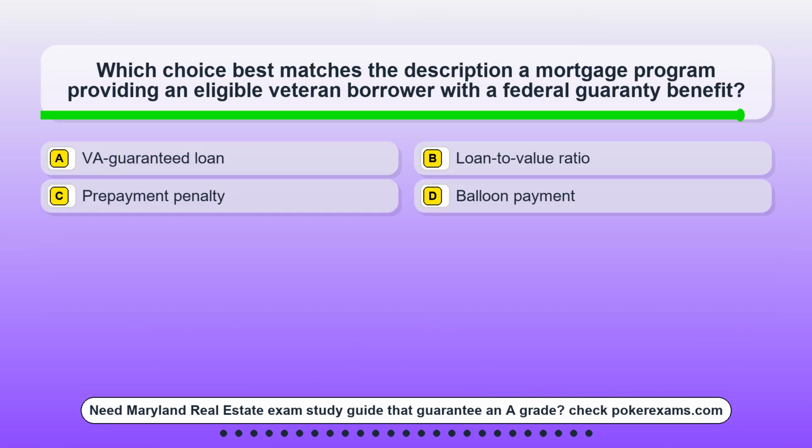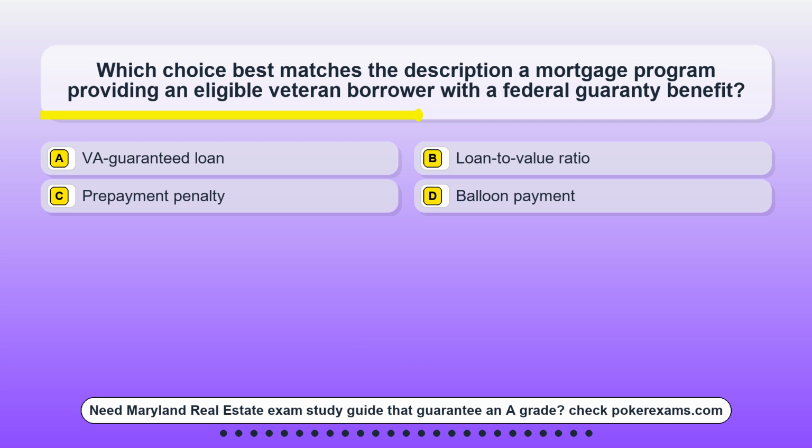Question 21. Which choice best matches the description: a mortgage program providing an eligible veteran borrower with a federal guarantee benefit? Option A, VA-guaranteed loan. Option B, loan-to-value ratio. Option C, prepayment penalty. Option D, balloon payment.